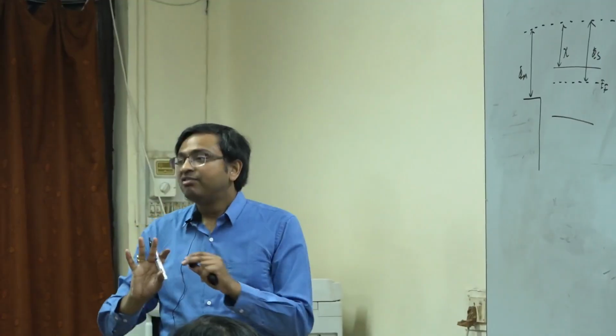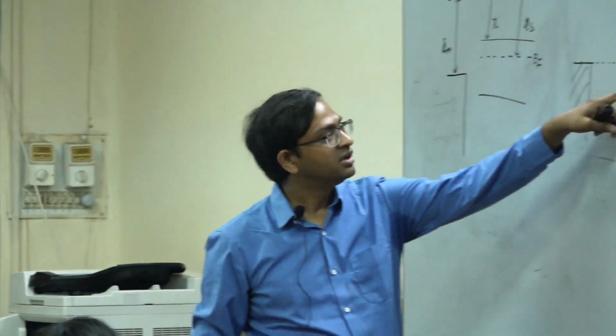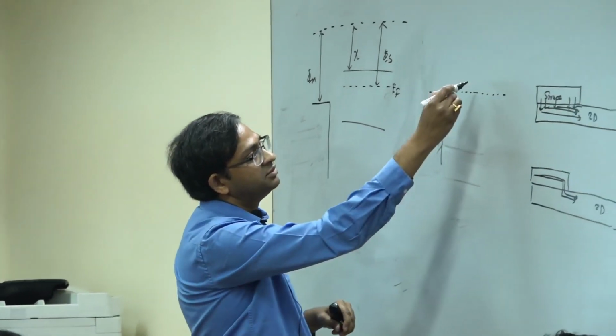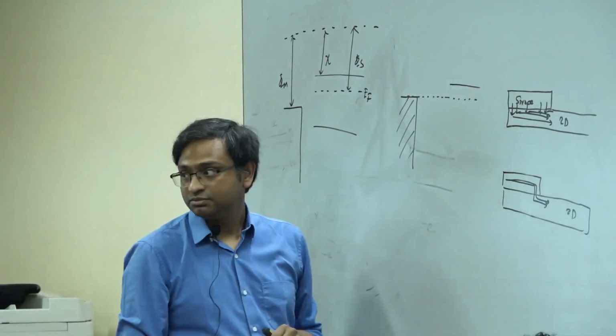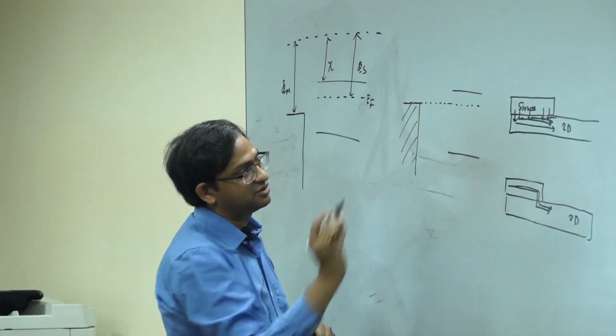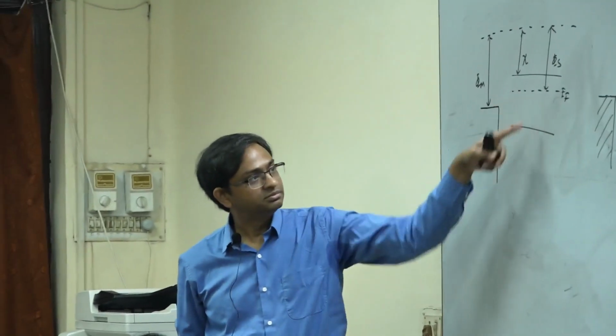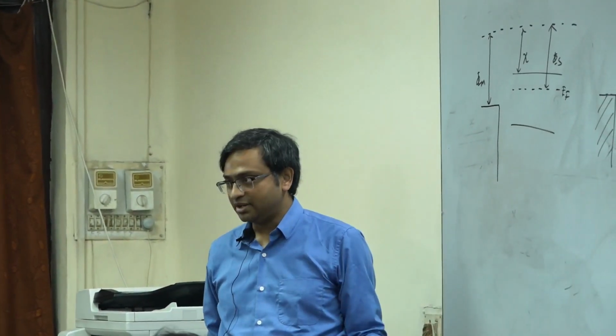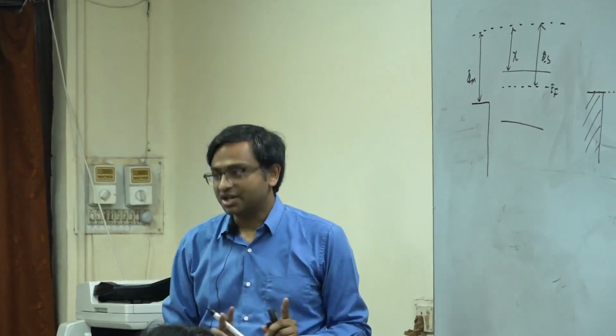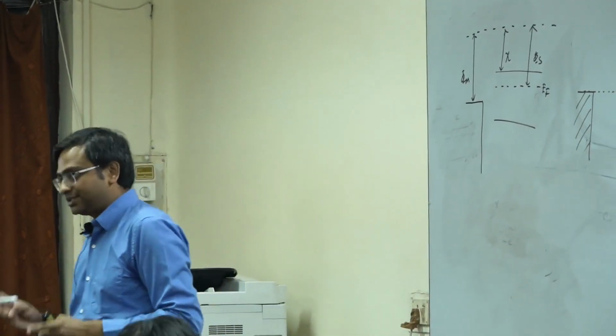Correct? Far away from the junction, far away from the junction, the semiconductor remains semiconductor. There is nothing that the metal can influence it. Right? So far away from the junction, if I have to draw, right? You see, this is where my conduction band has to be. This is where my valence band has to be. Far away. Okay? Because it's an n-type material. Now the junction.